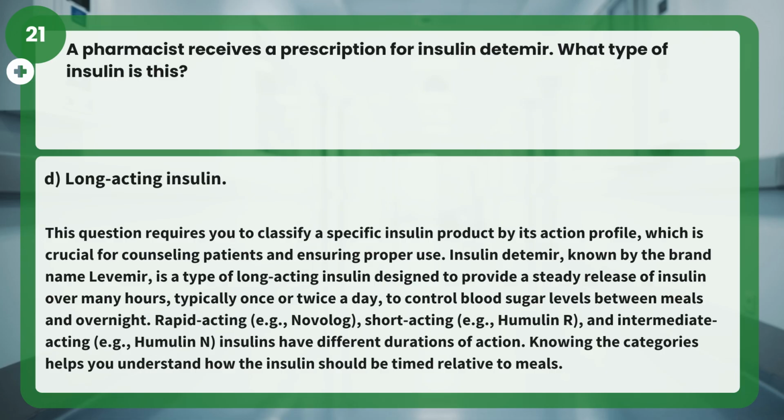Answer: D. Long-acting insulin. This question requires you to classify a specific insulin product by its action profile, which is crucial for counseling patients and ensuring proper use. Insulin detemir, known by the brand name Levemir, is a type of long-acting insulin designed to provide a steady release of insulin over many hours, typically once or twice a day, to control blood sugar levels between meals and overnight. Rapid-acting, e.g., Novolog, short-acting, e.g., Humulin R, and intermediate-acting, e.g., Humulin N, insulins have different durations of action. Knowing the categories helps you understand how the insulin should be timed relative to meals.